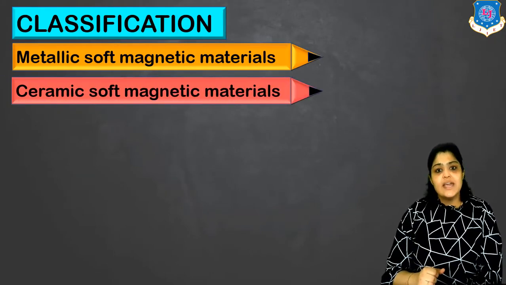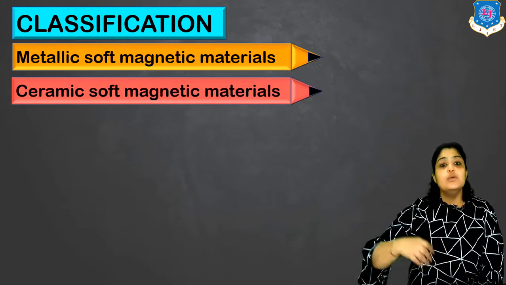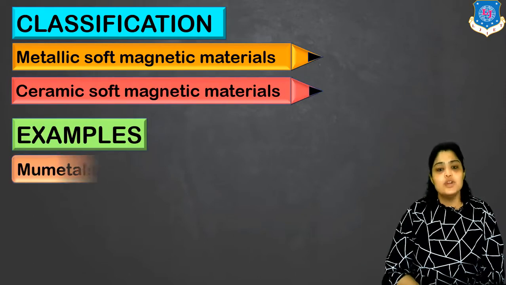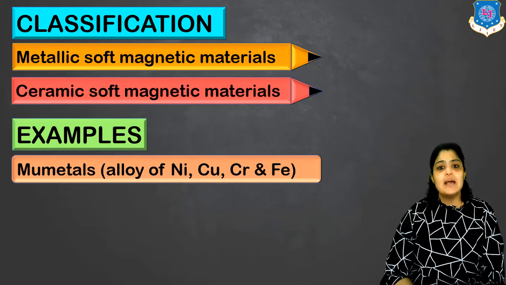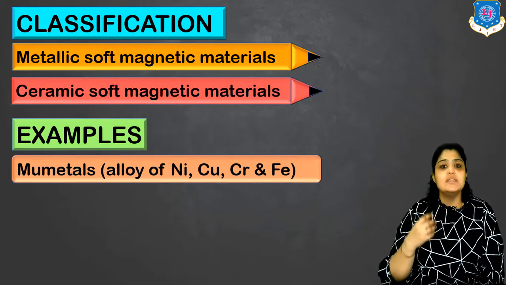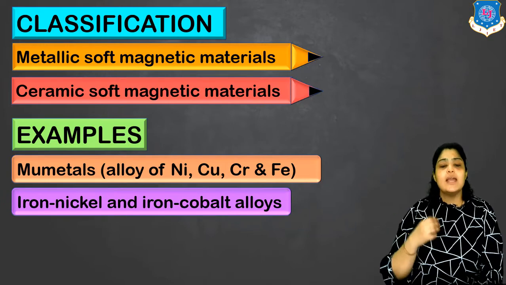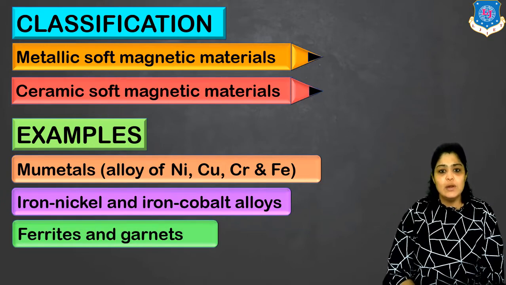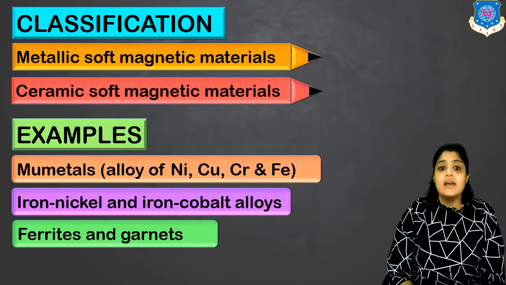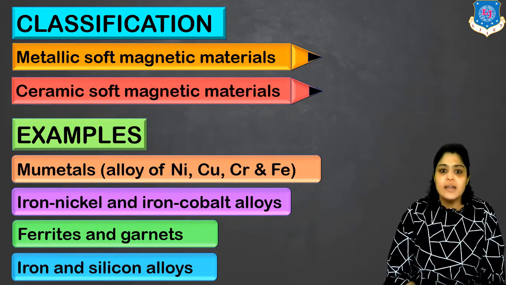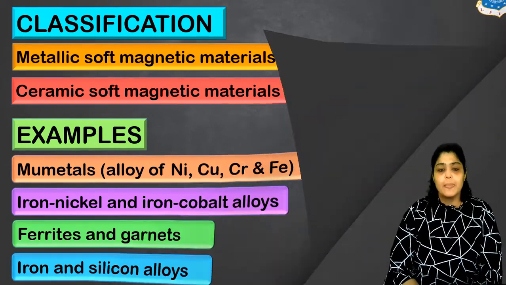Coming on to classification, these materials are classified into metallic soft magnetic materials and ceramic soft magnetic materials. Some examples are Mu-metals, which is a particular alloy of nickel, copper, chromium and iron. Then you have iron-nickel and iron-cobalt alloys. You have ferrites and garnets. Garnets are basically ceramic compounds. And lastly, you have iron and silicon alloys.